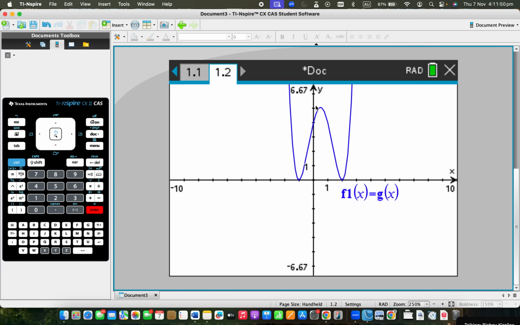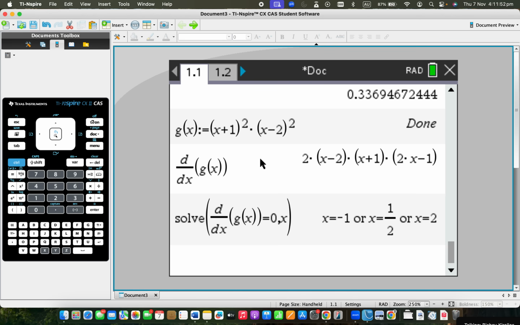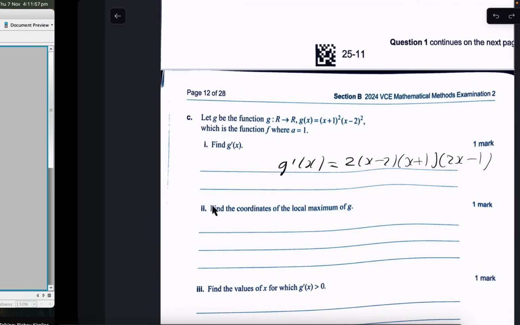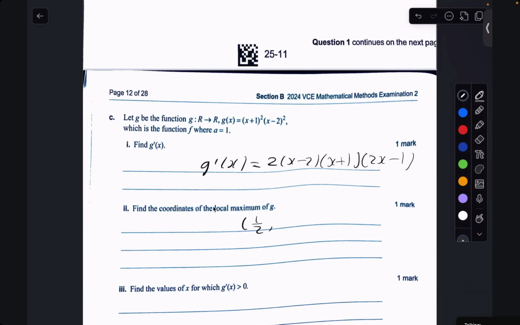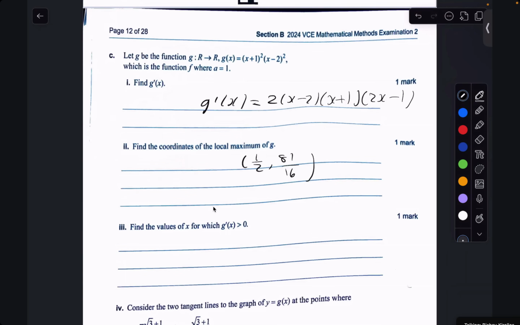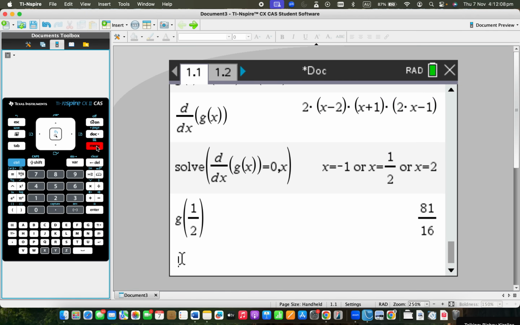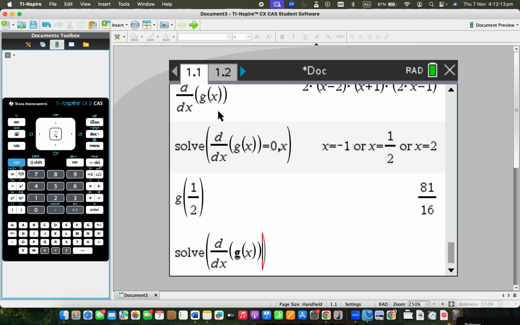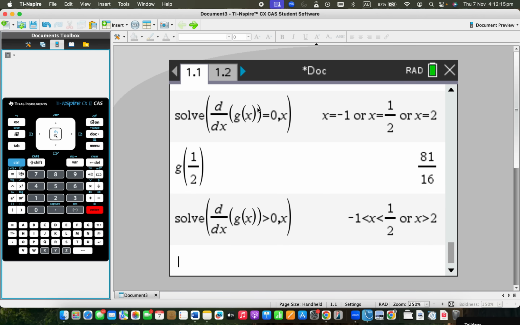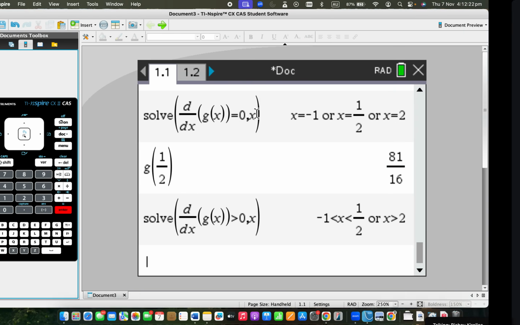And you can see the middle one is the maximum. So 1/2 and then g of 1/2, which is 81 on 16. Okay. Find the values of x for which g dash x is greater than 0. So surely we can just solve that. Okay, so that would be for -1 to 1/2 union 2 to infinity.